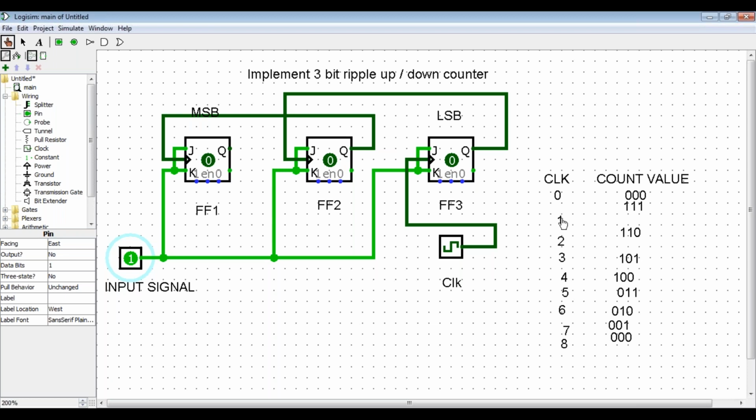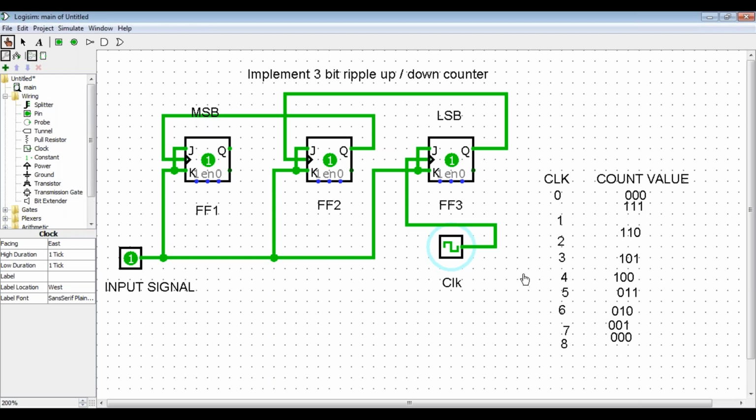Suppose I'm applying first clock, what will happen? The counter value will be 1 1 1. We will check. So just click this clock pulse. If you click this clock pulse, what will happen? The counter value is 1 1 1. If I am applying my first clock pulse, that time itself it's giving 1 1 1, because this is a down counter. In a down counter, if I apply first clock pulse, the counter value will be 1 1 1. That means maximum value.